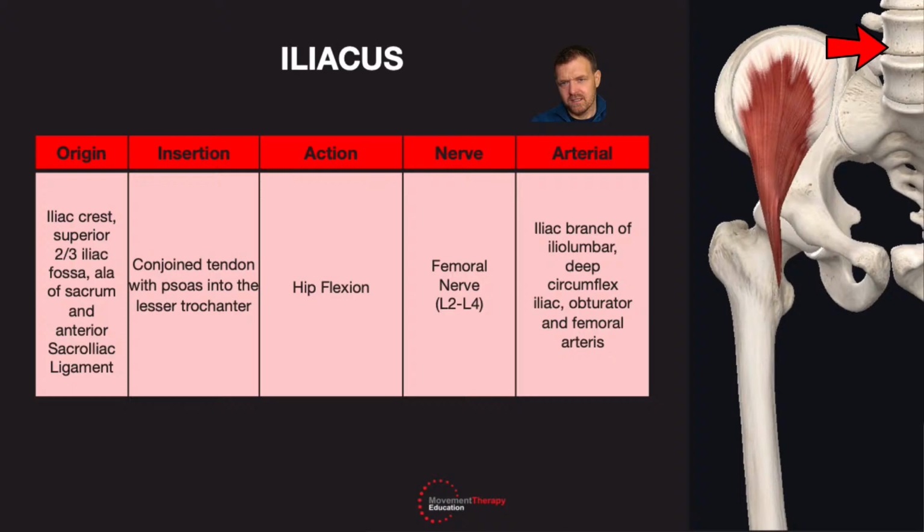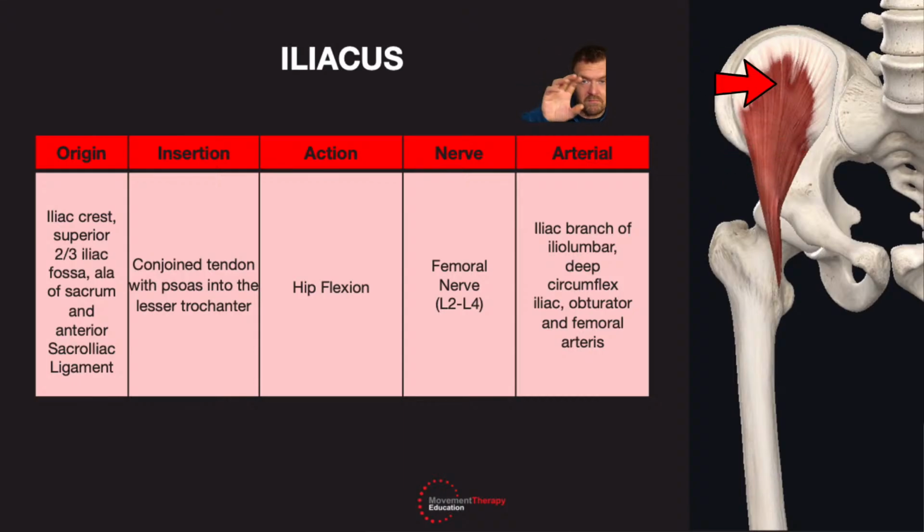The psoas is working on the movements in the spine and in the hip. So we've got a similar situation going on here with the psoas because it's crossing multiple joints, because we've got multiple joints in the lumbar spine, in the sacroiliac joint, and over the hip. So there's a lot of stuff going on with that psoas.